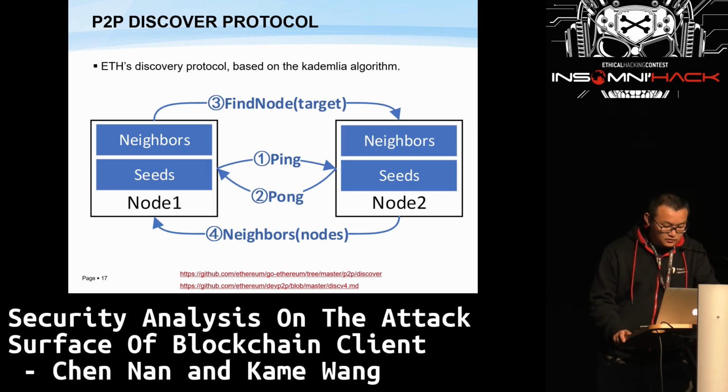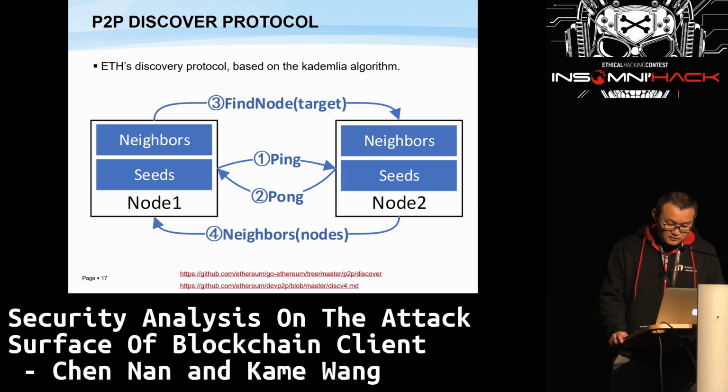Let's take Ethereum's P2P Discover Protocol as an example. It's a protocol based on the Kademlia algorithm. As is shown in the figure, each node keeps a list of seed nodes and a list of neighbor nodes. The seed nodes are fixed, that are maintained alive for a long time. Neighbor nodes are found through the Discover Protocol. This protocol is based on UDP and contains 4 types of packets.